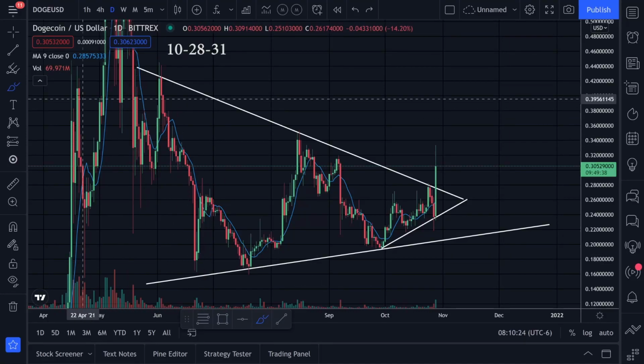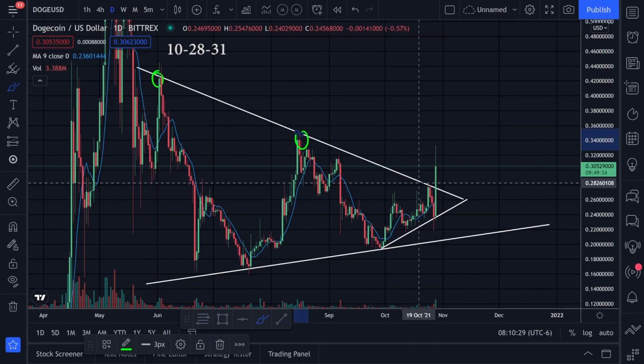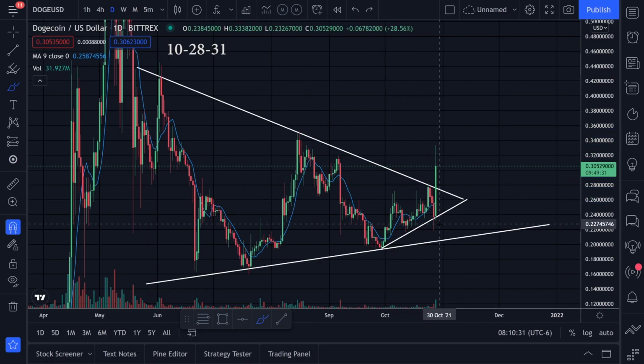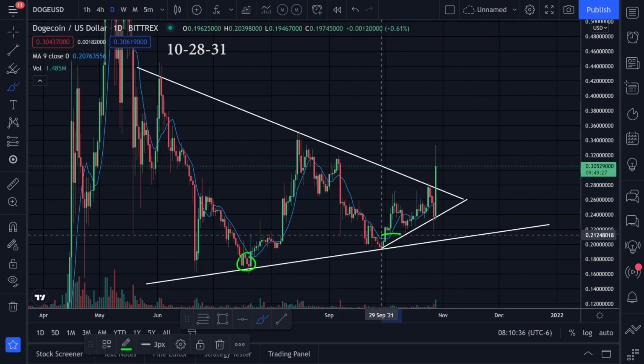Let's take a look at the chart action for Dogecoin. All right, so we're looking at resistance right here, and resistance right here. We had resistance right there anyways, and we actually broke that trend line going to the upside. I was also looking at support right here and support right here.